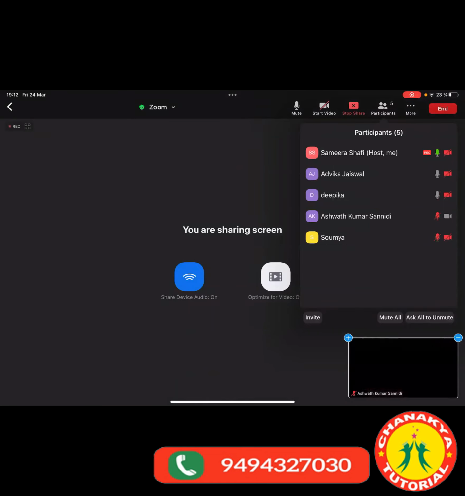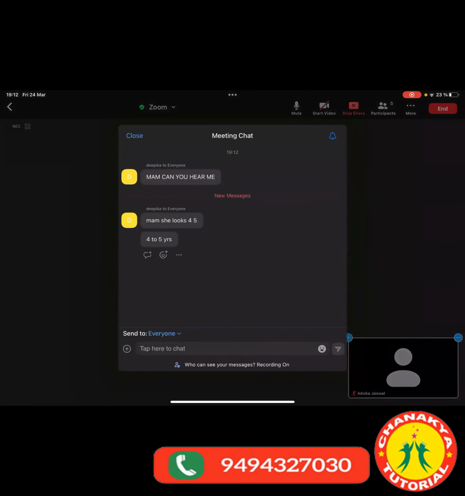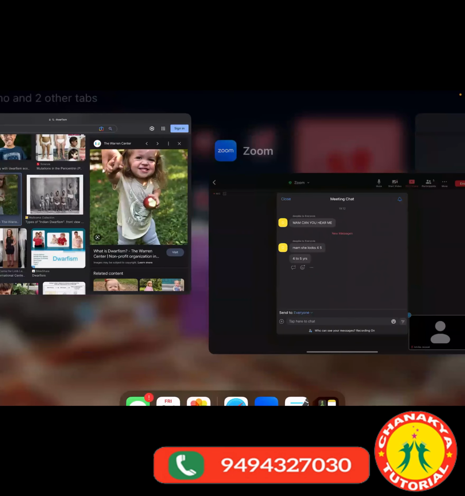Deepika, Advika. Tell me, Advika. Ma'am, at least 2 to 3. Okay. What about you, Deepika? Can you answer? Advika, turn your camera on. Soumya, turn your camera on. Okay, she looks 4 to 5 years.